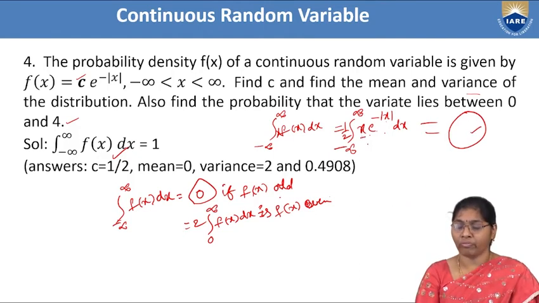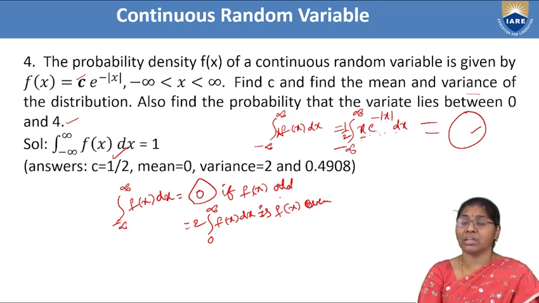Here x is an odd function. e power minus mod x is an even function. Then you multiply them, and the function is an odd function. What about the odd function formula? It is 0. If the function is even, we consider 2 into the integral 0 to infinity f of x dx. But here the function is odd, so we get 0. That's why we are considering 0.